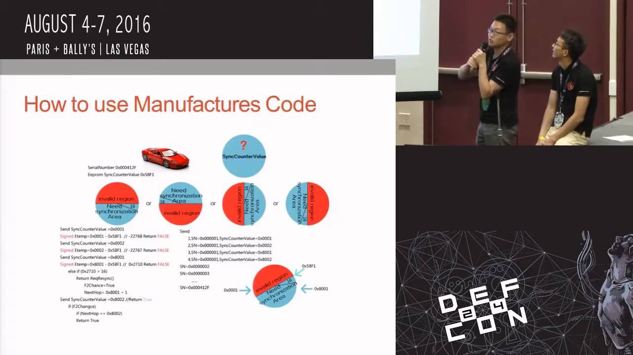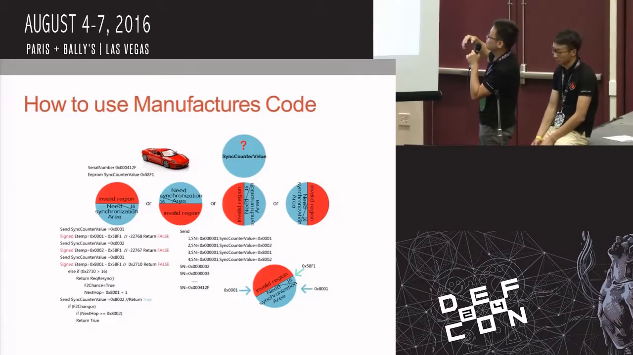Okay, so next, if we don't know the serial number, how do we open a car? We could try every serial number. We send this 4 times and we could try one signal number, and then we try another.